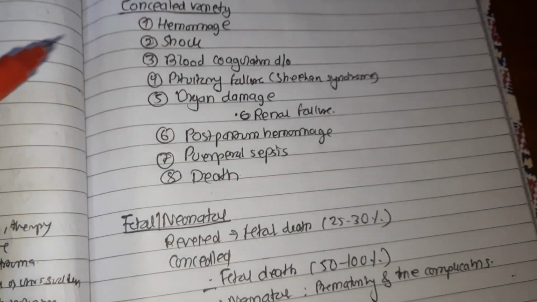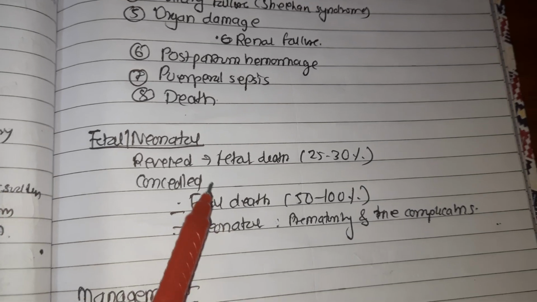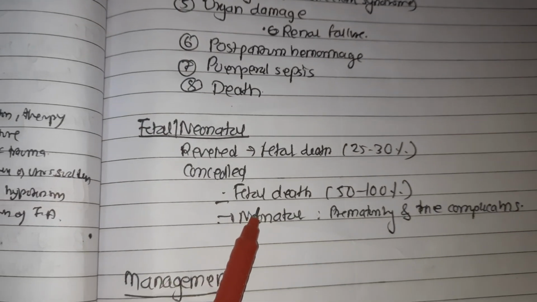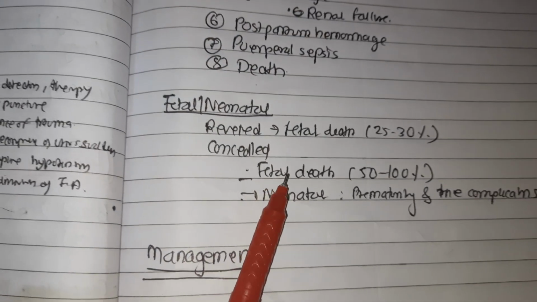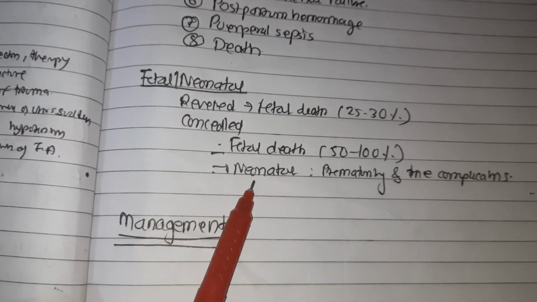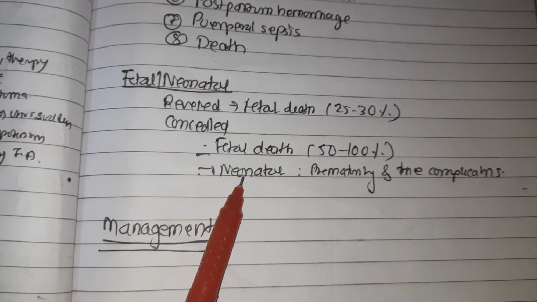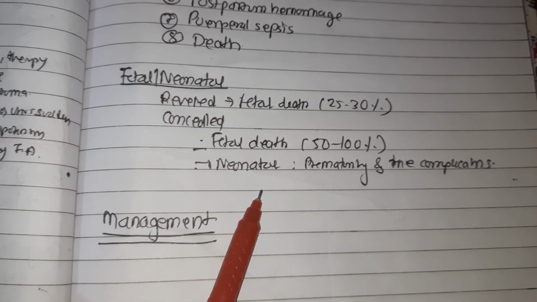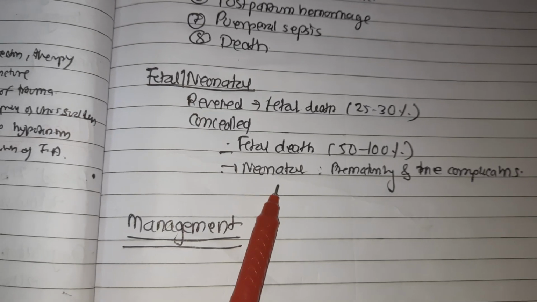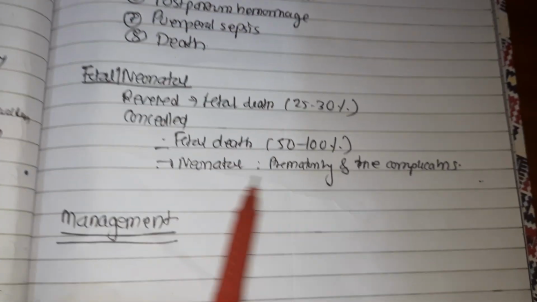These are the complications in the mother. And in the fetus, in the revealed type, the fetal death is around 25 to 30%. In the concealed variety, the fetal death is high, that is 50 to 100% of cases, and deaths are due to prematurity and anoxia due to placental separation. The fetal mortality in cases with retroplacental hematoma is 50%, and fetal hypoxia leads to periventricular leukomalacia and sudden infant death syndrome, fetal death. And in the neonate, prematurity and its related complications might be there.